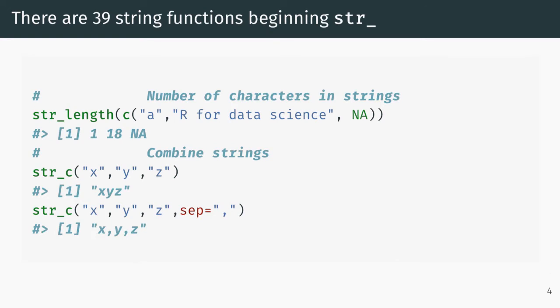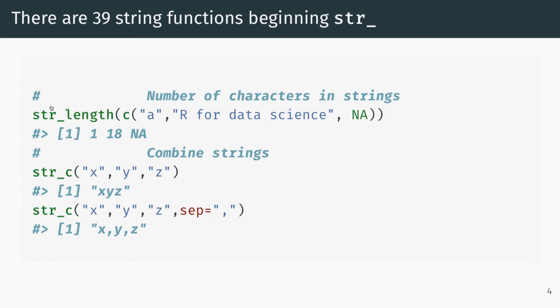And there are 39 functions that start with str_. Now there are also about 200 functions that start with stri_. So the str_ functions are kind of a beginner set or a basic set, and that's all that we're going to talk about.